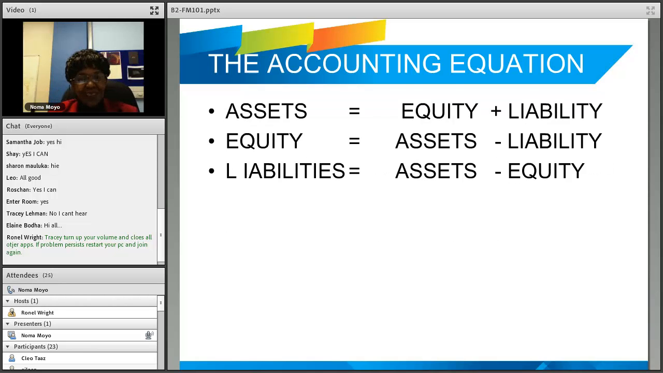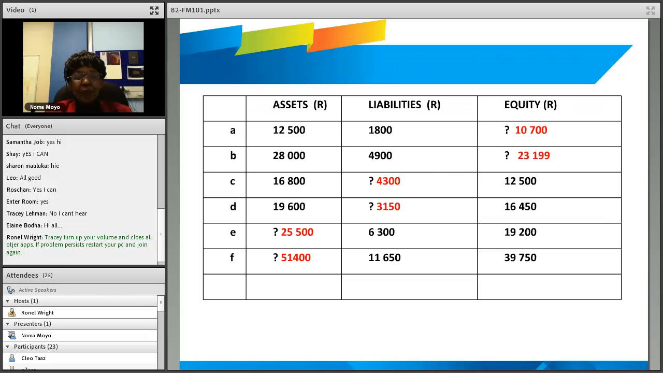Let's look at that. If assets then become equity plus liability, equity becomes assets minus liability. Liabilities become assets minus equity. Let's look at that. If you are given assets and liabilities, then you can come up with equity, because equity is assets minus liabilities. From here, we have assets, which is 12,500, minus liabilities, 1,800. Your answer should be what I've written in red, which is 10,700.